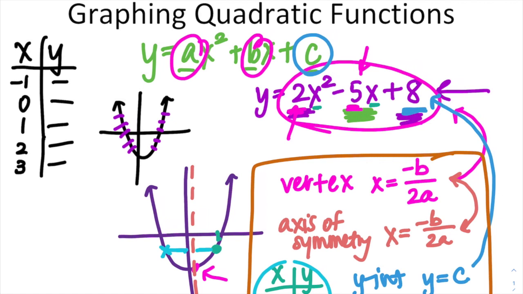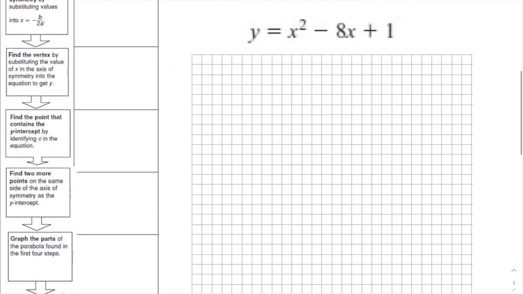So we're going to go through 3 examples of these steps. I have a graphic organizer here to help you with each of the steps. We have our equation, y equals x squared minus 8x plus 1. The first step is you always want to identify what a, b, and c are, because if we have those mixed up, then all of our steps are going to be wrong. So a is 1, b is negative 8, and c is positive 1.